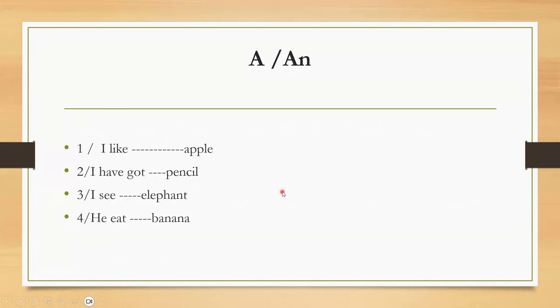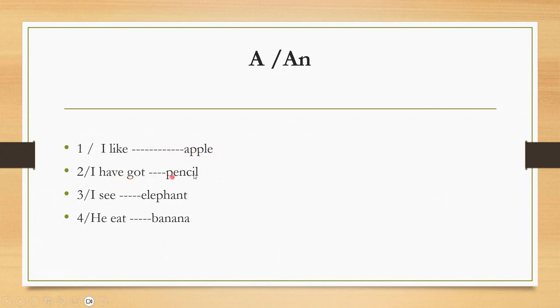Okay? Let us practice a and an. Number one: I like dash apple. Is it a or an? Yes, good job, an. I like an apple, because apple starts with a vowel letter A.